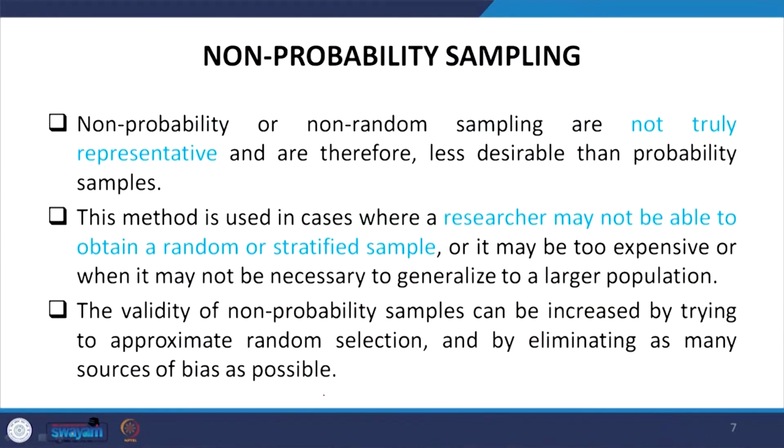This method is used in cases where the researcher may not be able to obtain a random or stratified sample. It may be too expensive. Actually, if you want to generalize every time, it is also expensive, because you have to consider a larger sample size. But in this case, a particular group is tested, particular behavior is tested, particular cases are tested. So we need not require a large sample size. And moreover, this is more qualitative.